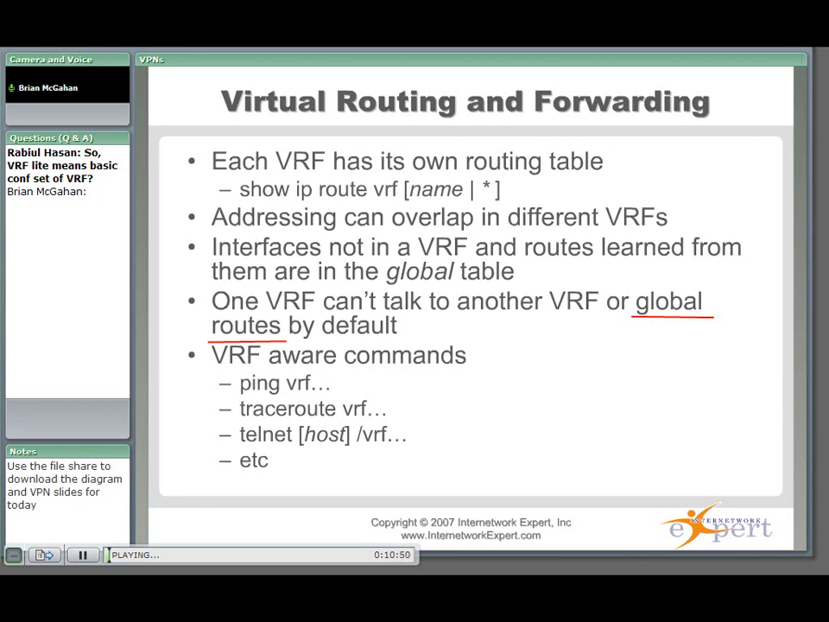It can be very frustrating when you're trying to do basic connectivity testing and you can't understand why you don't have connectivity between two directly connected devices. One of the problems you could run into is that when you're issuing the ping command, you're not listing the VRF that the interface is in.